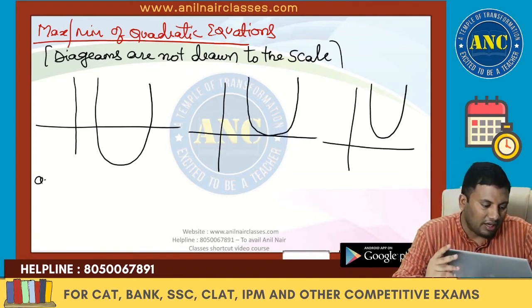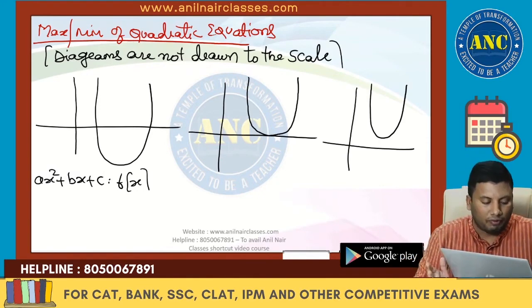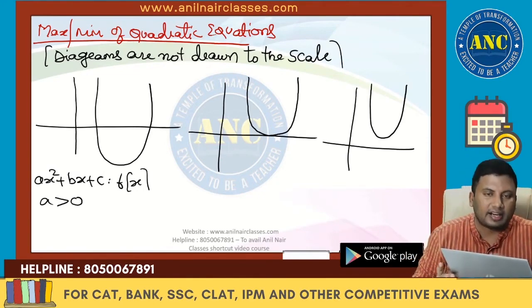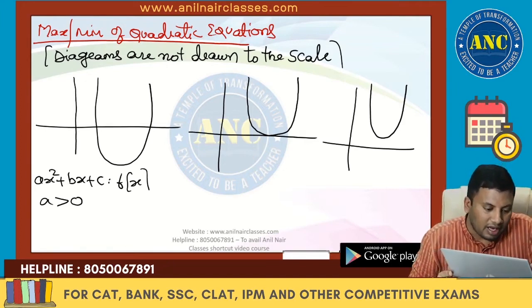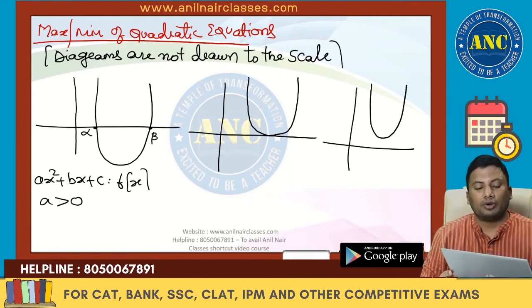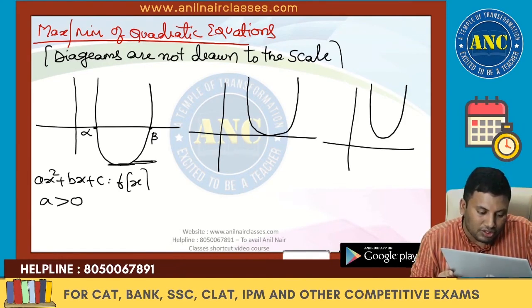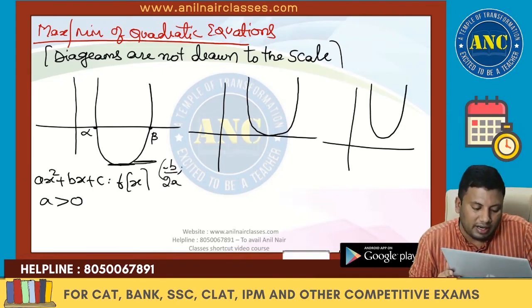This is for ax square plus bx plus c, a quadratic expression. The graph is going upwards, which means a is greater than 0. The graph is cutting the axis at 2 points, so I will get 2 real roots. Since the graph is going upwards, I will get the minimum value at minus b by 2a, and the value is minus d by 4a.